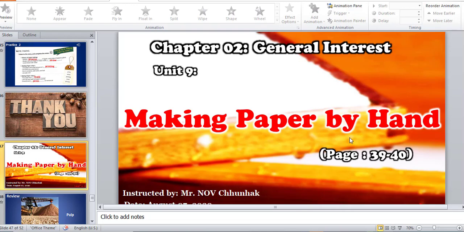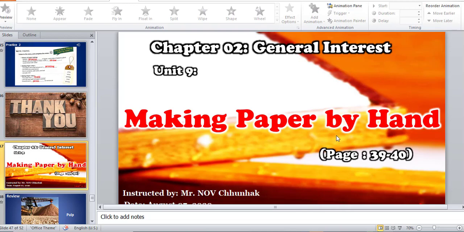This section you will study how to make paper by hand. In this topic, perhaps you think of the experience of making paper in the past, not by machine. What did you study last week, everyone?